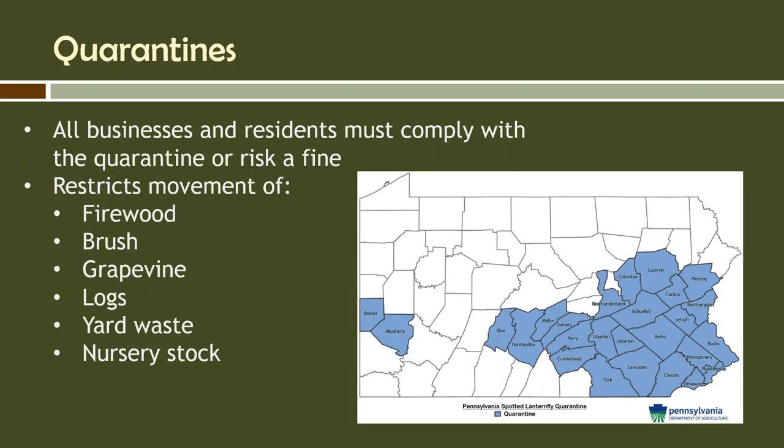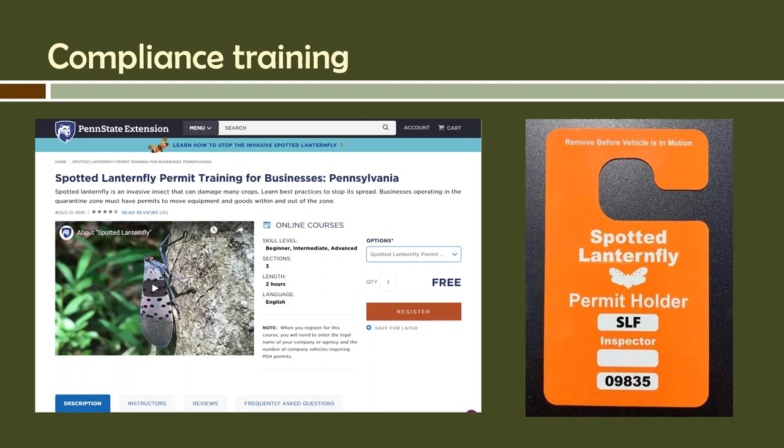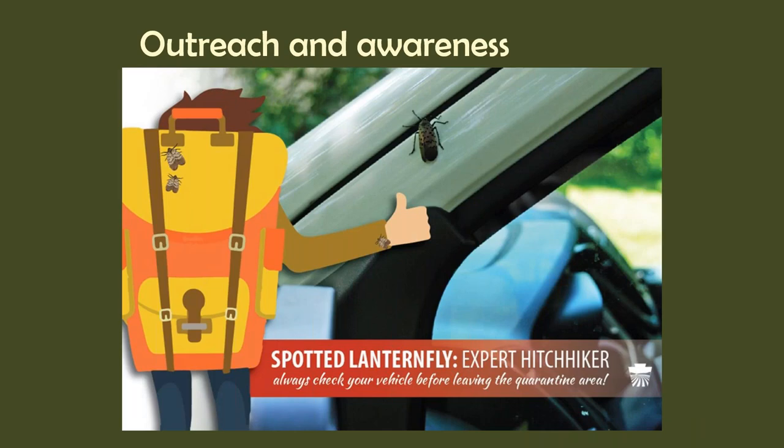Companies that work within the quarantine or that do business in the state or in other places often have to undergo compliance training. As you can see, Penn State Extension and New Jersey both make use of this. So any business like a nursery or a trucking company has to make sure they are undergoing training so they are aware of the risks of lanternfly, how to deal with it, and what to do if they find something.